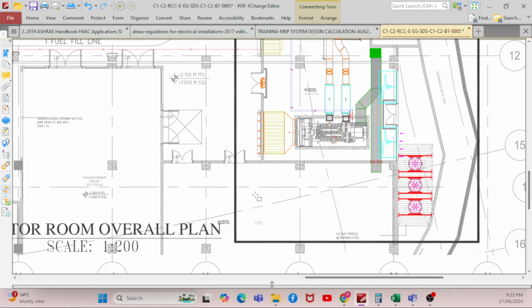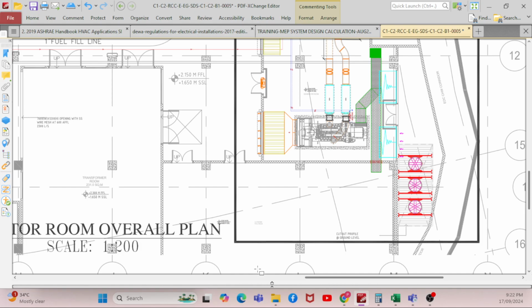Normally, you know that the incoming power from the authority comes to the transformer room, from HV to the transformer, then from the transformer it goes to the LV panel. That is the LV room. Here you have multiple panels where the power comes from the HV room to the transformer and to the LV room, just to step down the voltage.